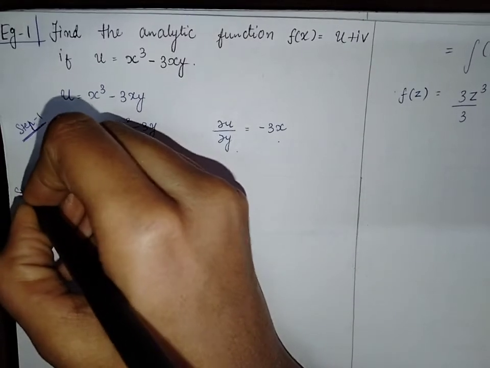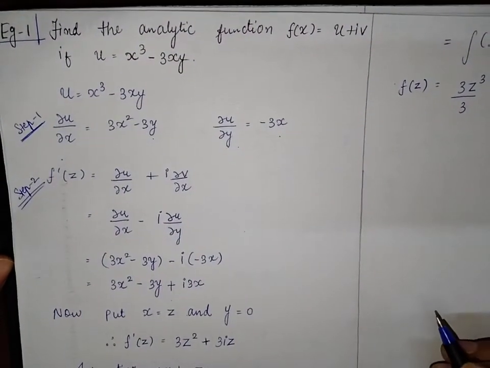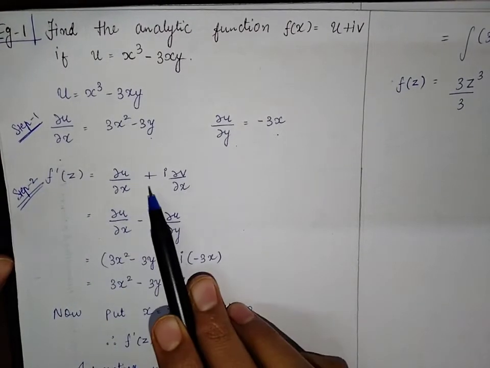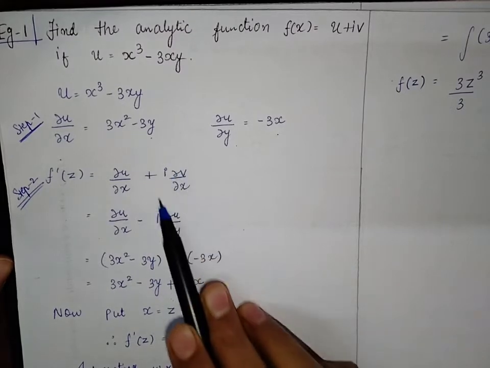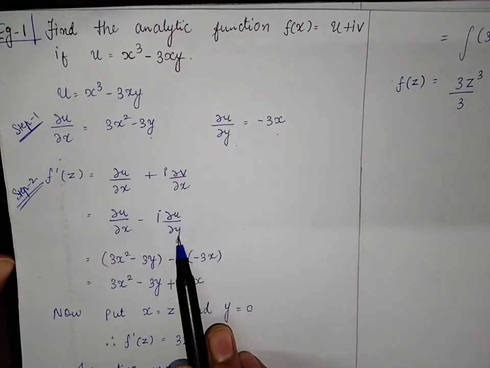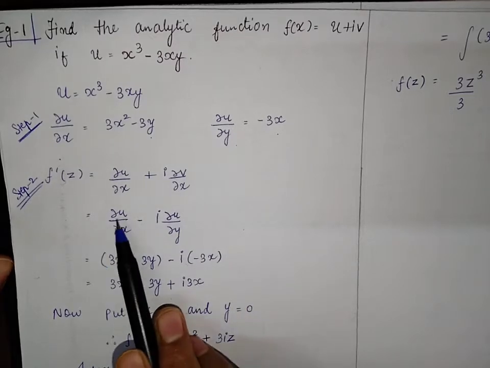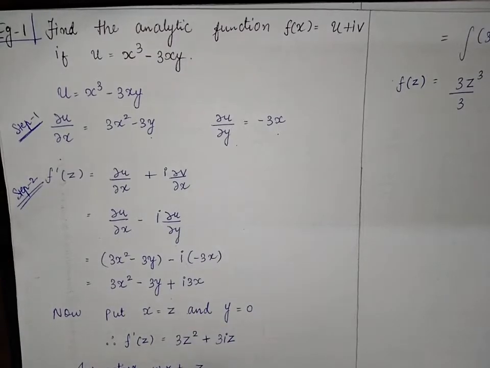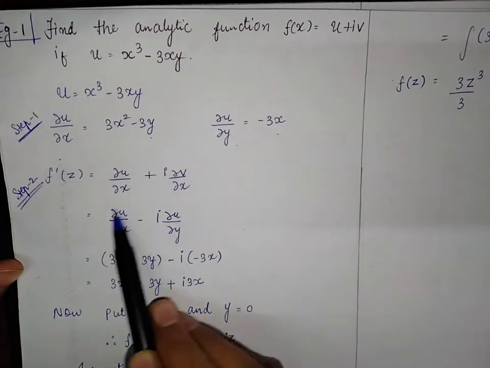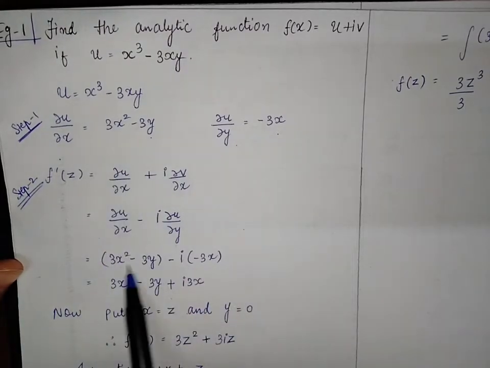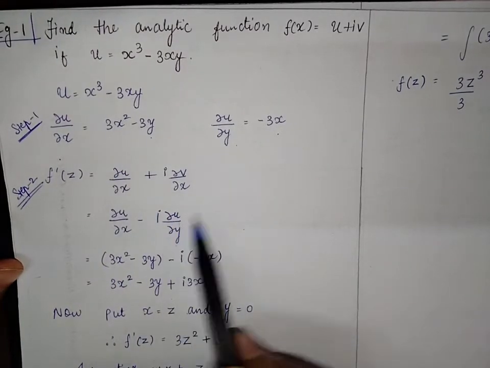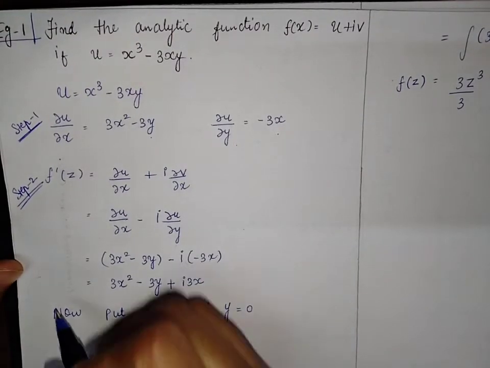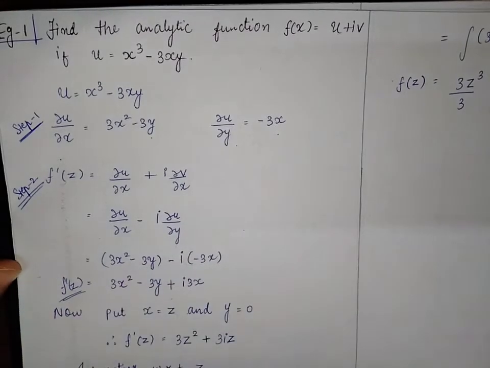Then step 2 will be, you have to find f dash of z. Okay, so what will f dash of z be? Del u by del x plus i del v by del x. But in place of this, what did we put? Del u by del y. So our equation will be del u by del x minus i del u by del y. Okay, according to this method. So del u by del x is 3x square minus 3y, so you have to substitute here, and del u by del y is equal to minus 3x, so you have to put here, and solving it you will get f dash of z in the second step.